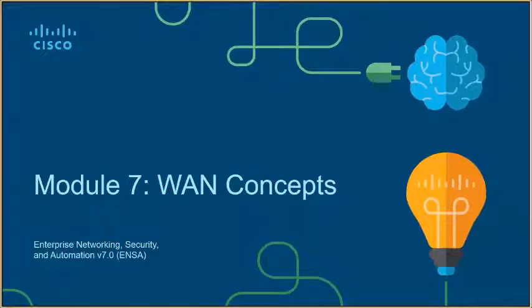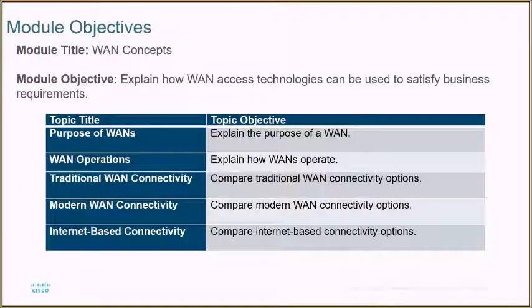Okay, we're at module 7 of ENSA, which is WAN Concepts. We're going to look at the purpose of WANs. We're going to look at how they operate. We'll look at traditional WAN connectivity. We'll look at modern WAN connectivity, and we'll look at internet-based connectivity.